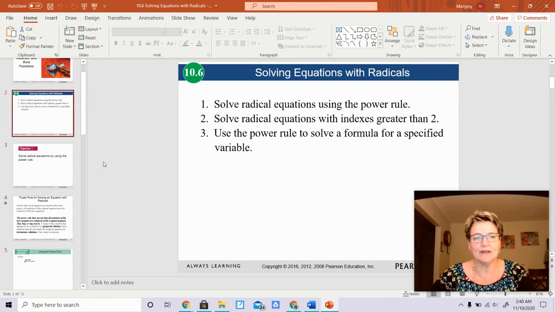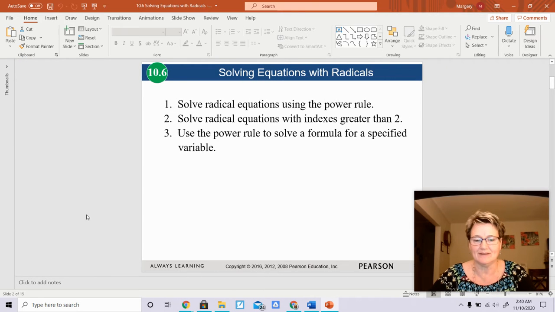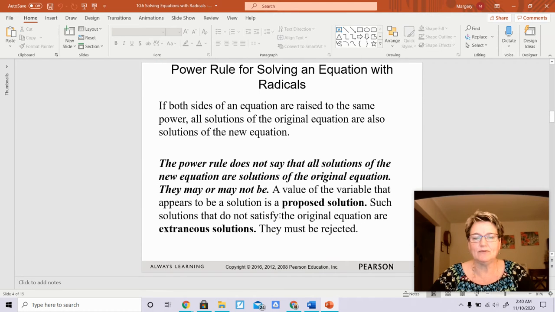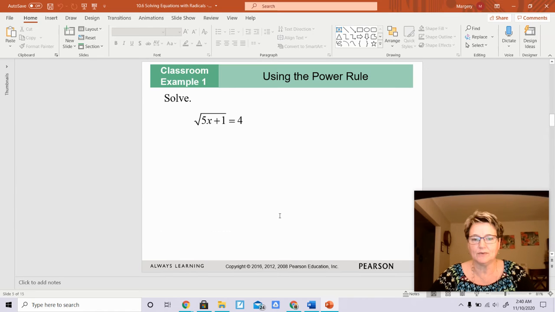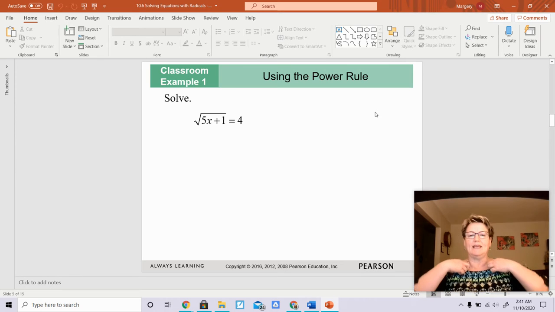Hi, today we're working on solving equations with radicals, and we're solving for a variable. Here we go. Please read the power rule for solving an equation with radicals. Read through all the examples. Our whole goal is to get rid of the square root.